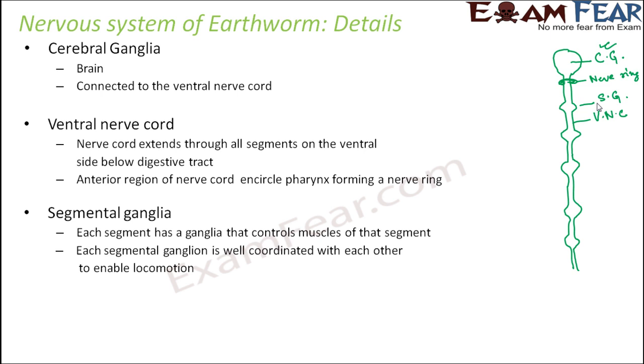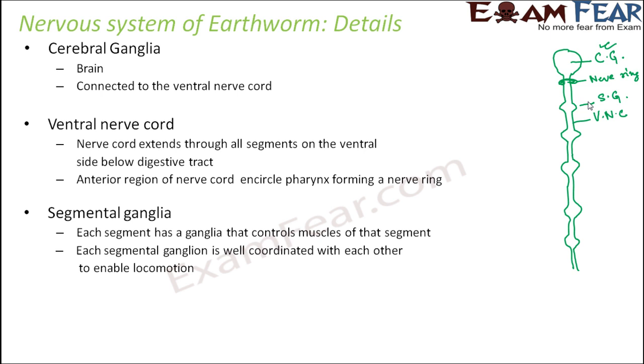Each segmental ganglion is well coordinated with each other to enable locomotion. Even in locomotion, everything is connected to one another. While I was telling you what helps the earthworm to move from one place to another, they are setae. Setae are S-shaped structures present in each segment, and the contraction and relaxation of the setae helps in moving the earthworm from one place to another. But there has to be a role of the nervous system also. Suppose an earthworm is lying on the ground. You just touch it with a stick. What happens? It starts moving.